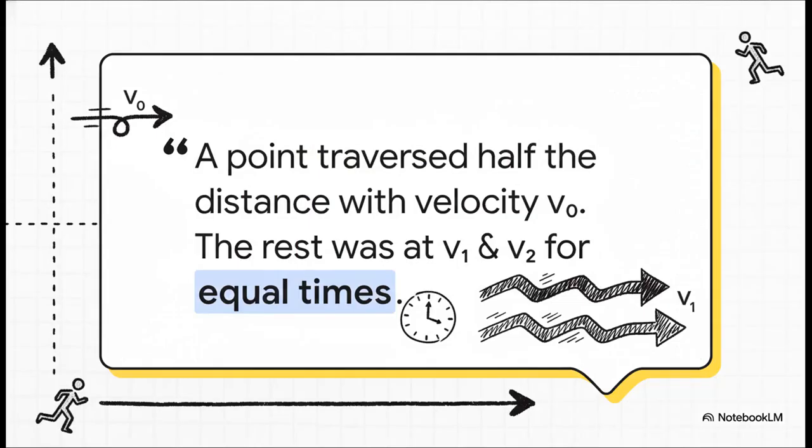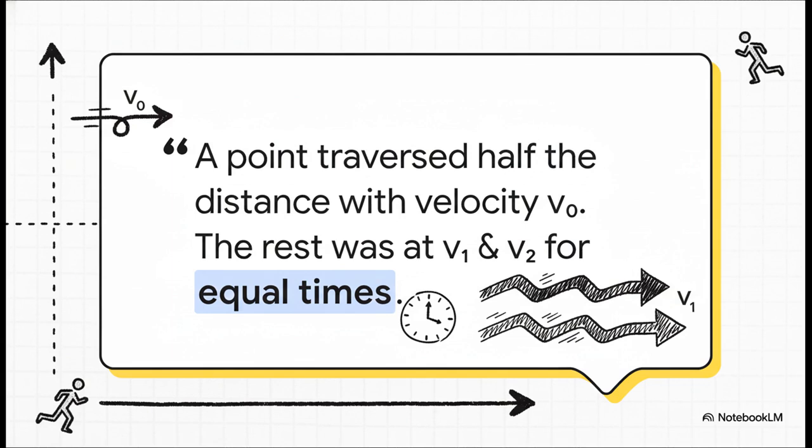Okay, so here's the problem we're up against. A point travels half the distance with some velocity v0. Then, for the rest of the trip, it goes at velocity v1 for half the time and v2 for the other half. And our job is to find the mean velocity for the entire trip. See that little twist in there? The journey is split by distance first and then by time.